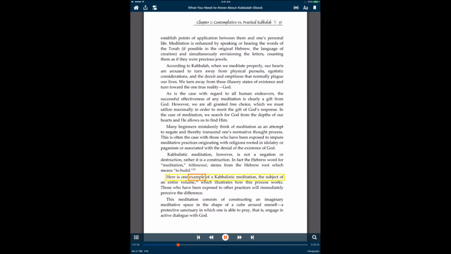Here is one example of a Kabbalistic meditation, the subject of an entire volume, which illustrates how this process works. Those who have been exposed to other practices will immediately perceive the difference. This meditation consists of constructing an imaginary meditative space in the shape of a cube around oneself, a protective sanctuary in which one is able to pray, that is, engage in active dialogue with God.